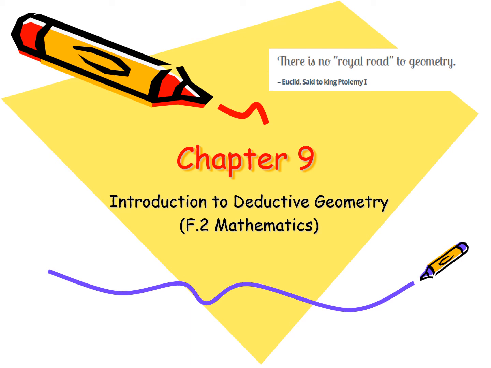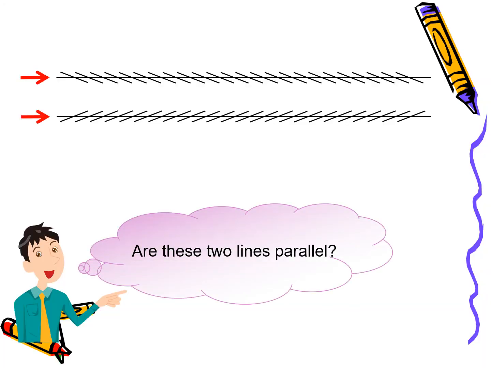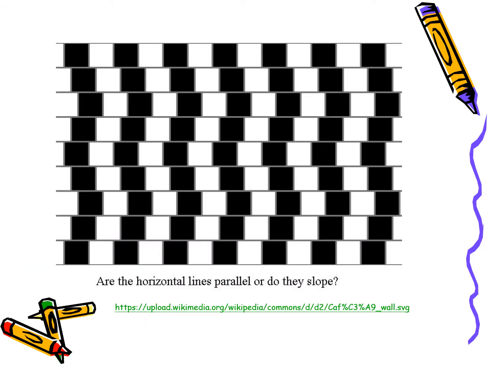Chapter 9 Introduction to Deductive Geometry. Here we have two straight lines. Are they parallel? This is a famous photo called cafe wall illusions. There are some horizontal lines here. Do you think that they are parallel or they slope?